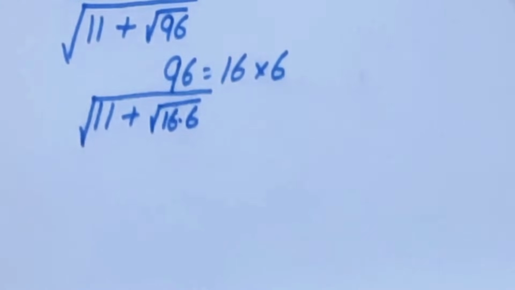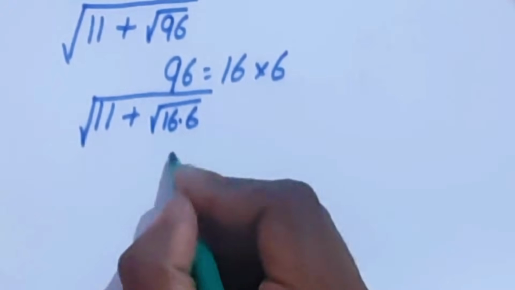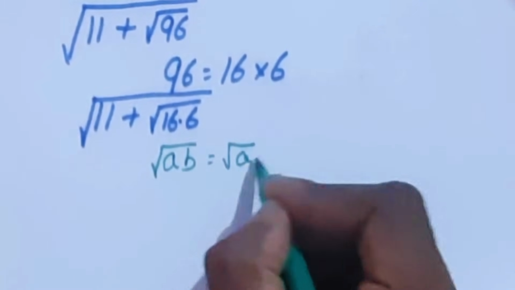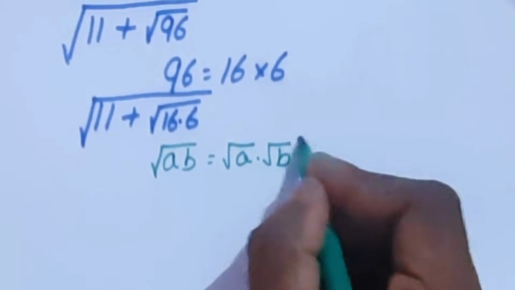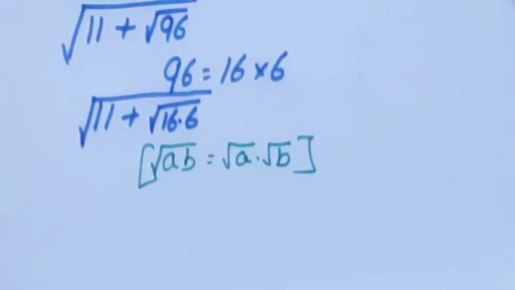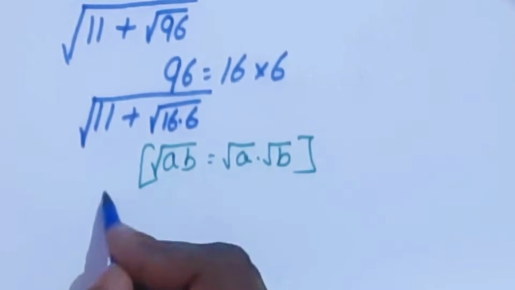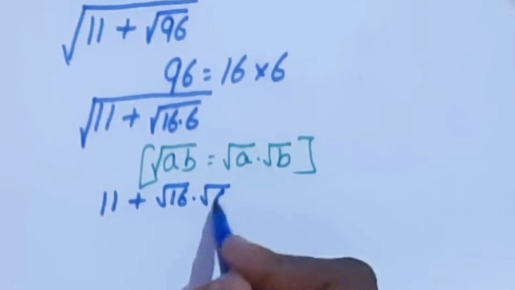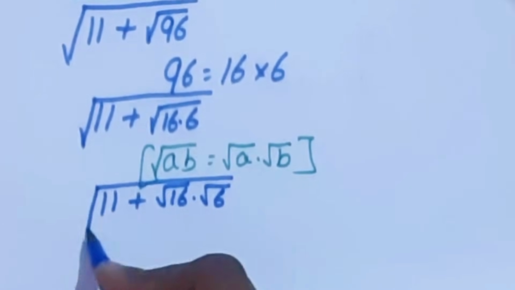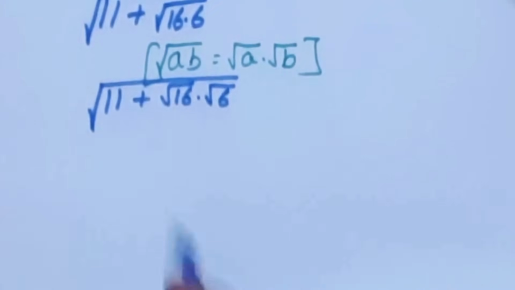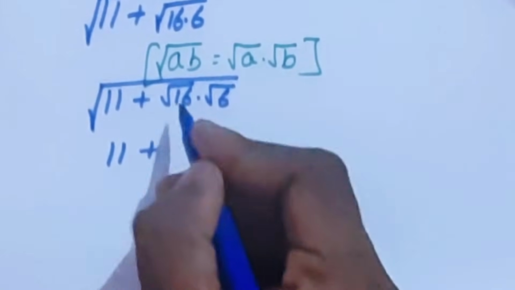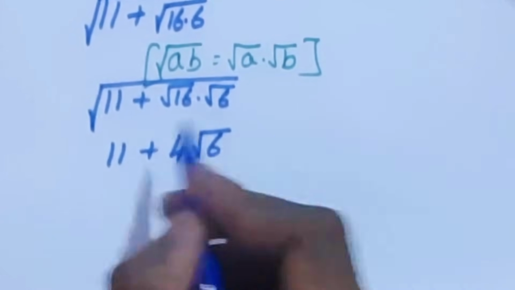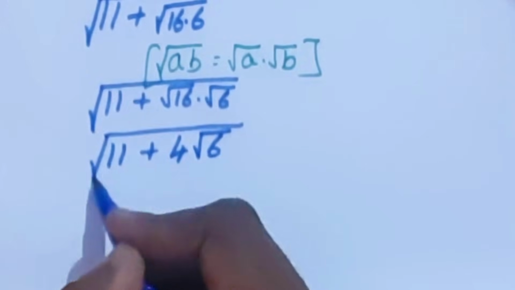Now this can be written using the formula square root of AB equals square root of A times square root of B. This formula we are going to apply here. So square root of 11 plus square root of 16 times square root of 6. Now here, square root of 16 is 4, so 11 plus 4 times square root of 6, in whole square root.